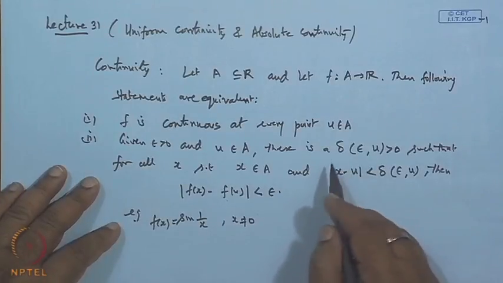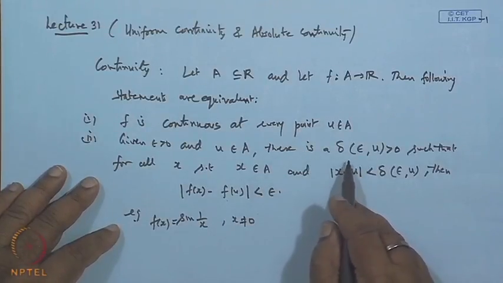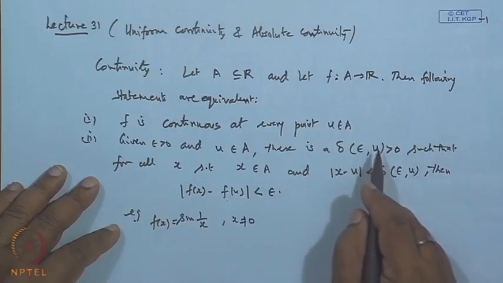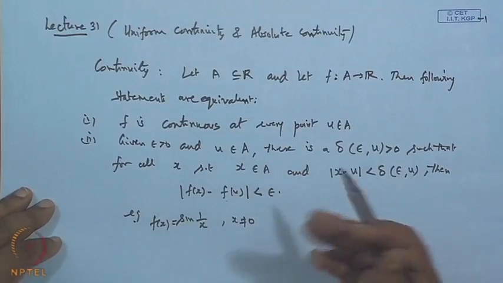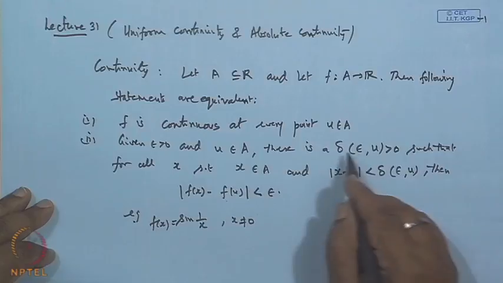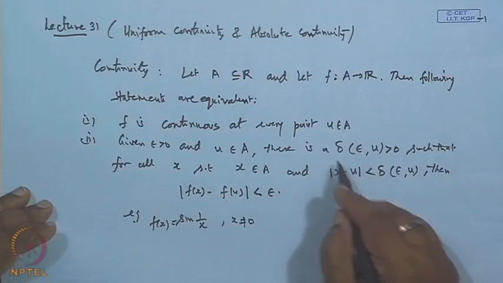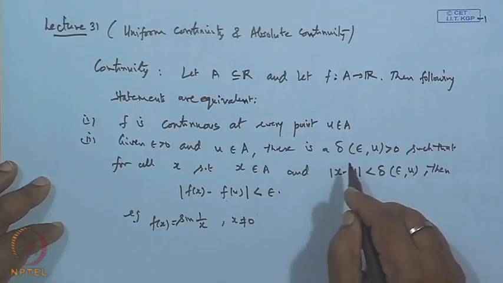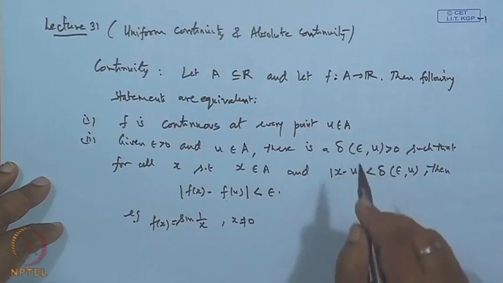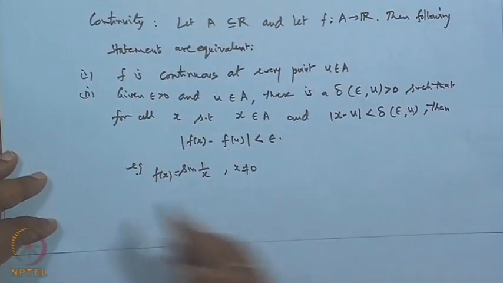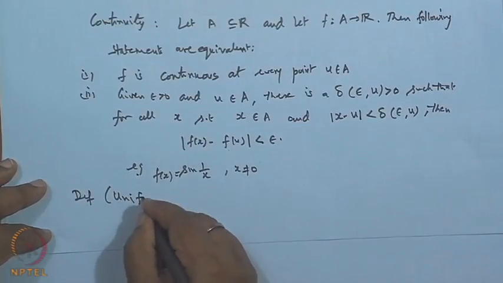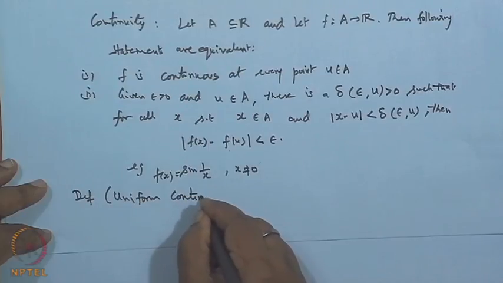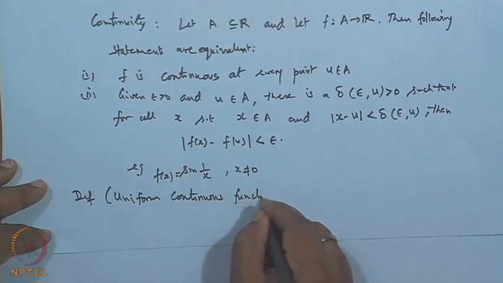Or we can say that we are interested in a delta which is independent of u, and that leads to the concept of uniform continuity. So, the function is continuous pointwise here, but pointwise means delta will depend on u. We wanted a definition in which the delta is independent of u, and that leads to the definition or concept of uniform continuity. So, let us see the definition of a uniformly continuous function.